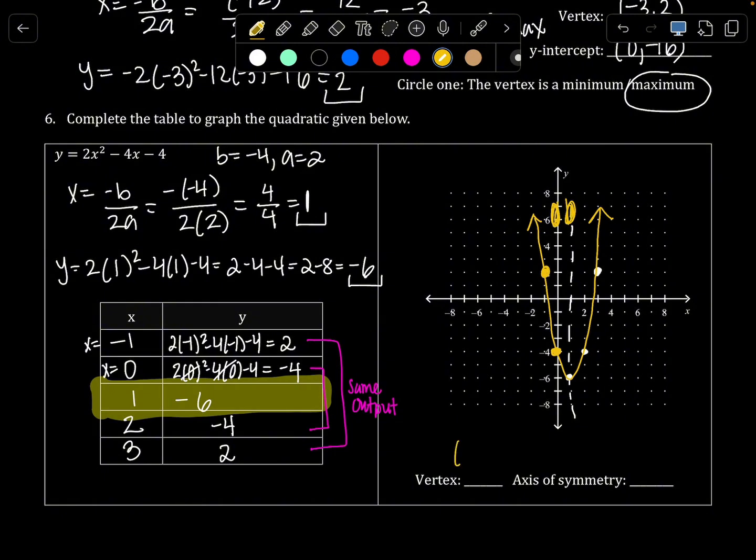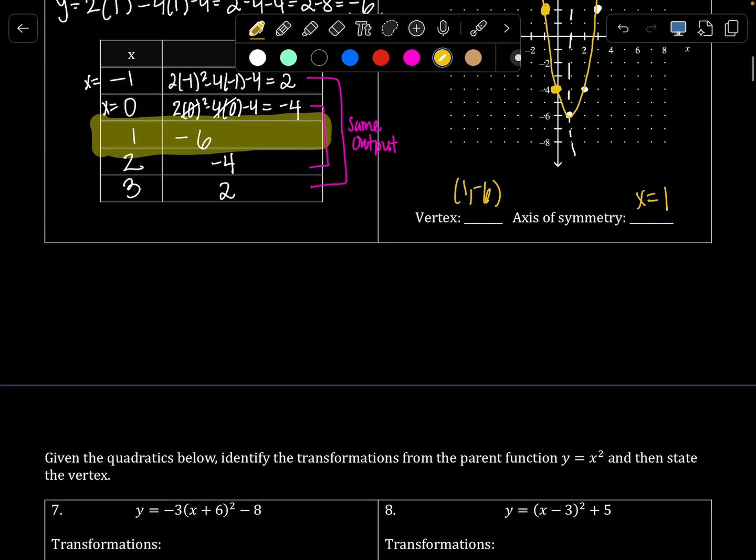Vertex is that number that you found, 1 comma negative 6. Axis of symmetry is that first coordinate, the x coordinate of your vertex. And obviously it's an equation, x equals 1. When you are ready, turn the page.